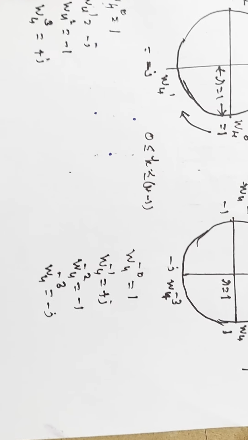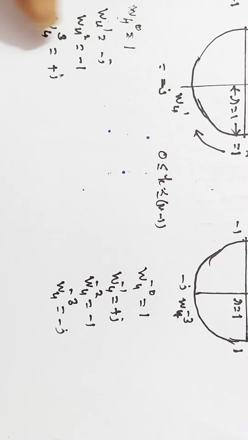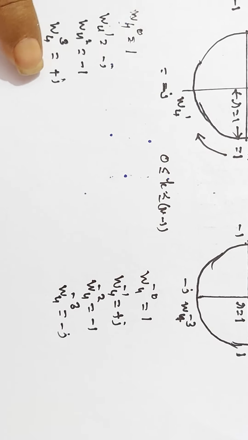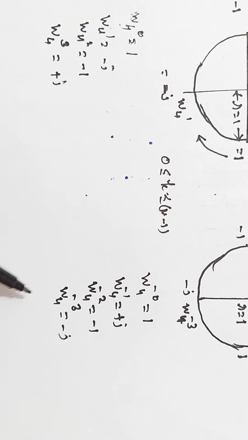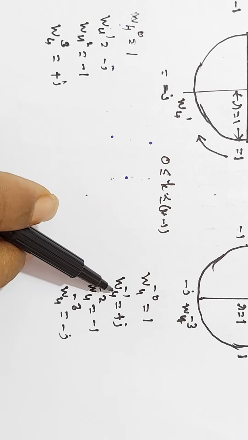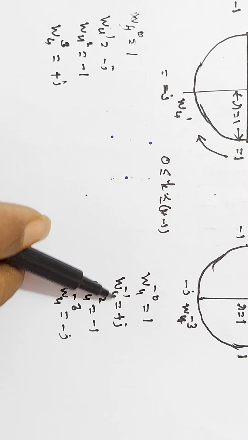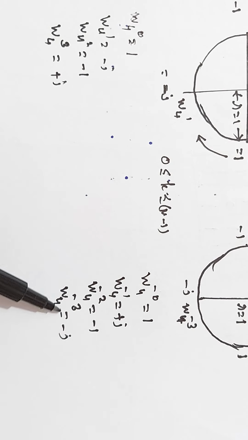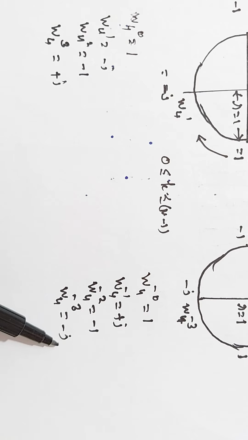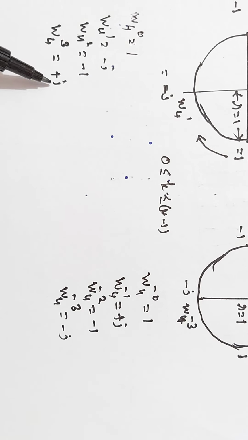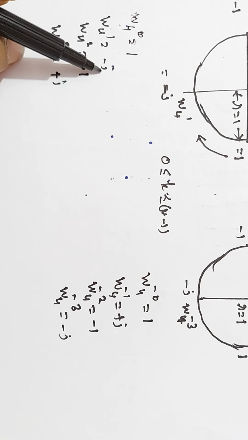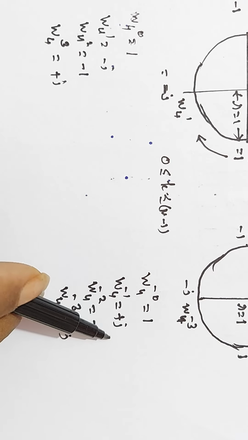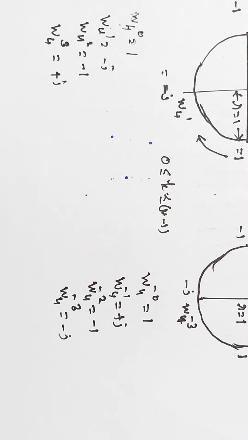See the difference between these two. If the indices are positive, it is 1, minus j, minus 1, plus j. If the indices are negative, again it is 1, but this is plus j instead of minus j. And W_4^(-2) is minus 1. W_4^(-3) is minus j, instead of plus j. W_4^3 is equal to plus j. W_4^(-3) is equal to minus j. W_4^1 is equal to minus j. W_4^(-1) is equal to plus j. You should know all these 4 points to solve 4-point DFT equations.